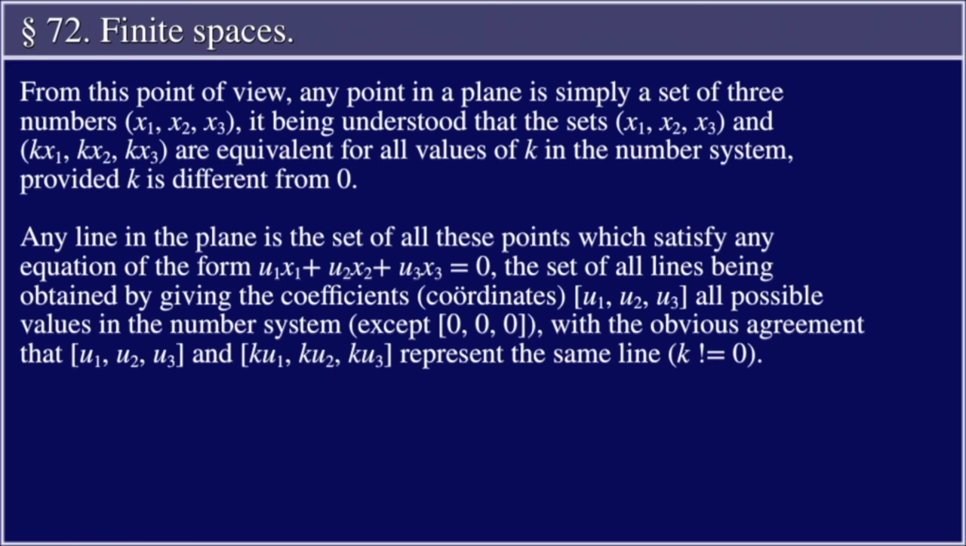Any line in the plane is the set of all those points which satisfy an equation of the form u1x1 plus u2x2 plus u3x3 is equal to 0, the set of all lines being obtained by giving the coefficients, or coordinates, u1, u2, u3, all possible values in the number system except 0, 0, 0, with the obvious agreement that u1, u2, u3, and ku1, ku2, ku3 represent the same line, for k not equal to 0.